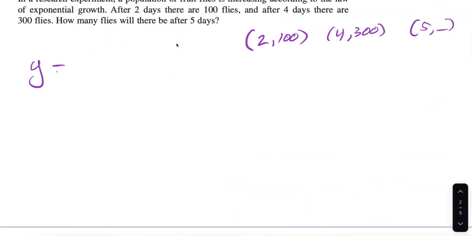So we have y equals a e to the bx. We have two variables, a and b, that we have to figure out. Well, we have two points, so we can use those to figure out a and b. We're going to set up two equations with these two points.